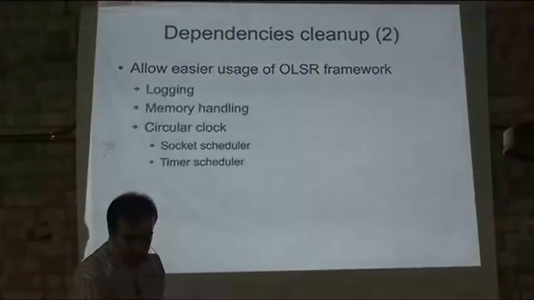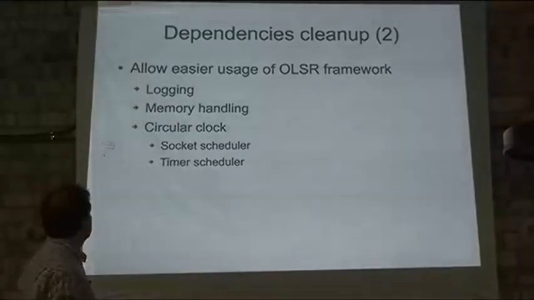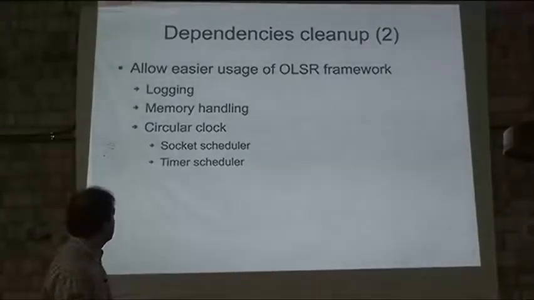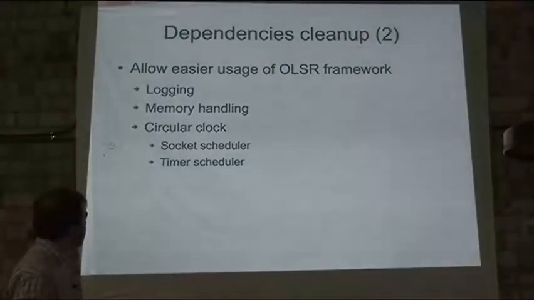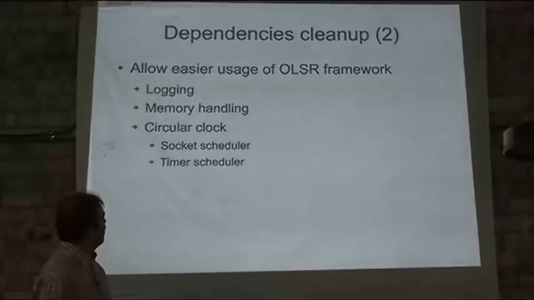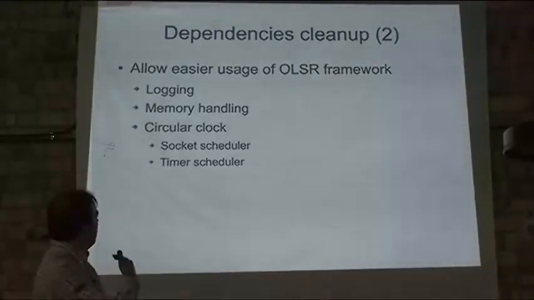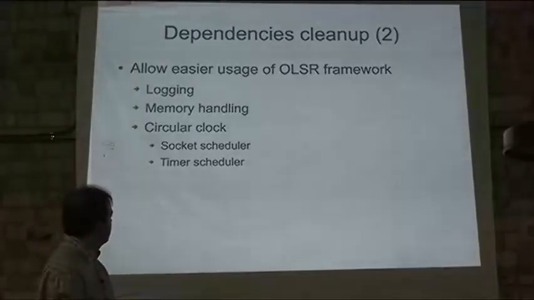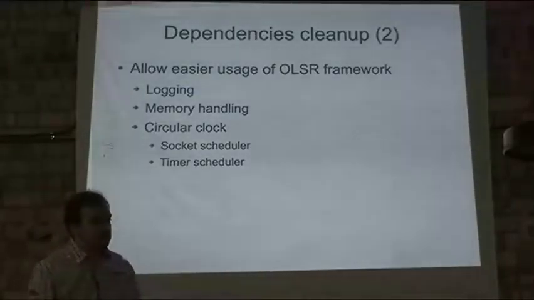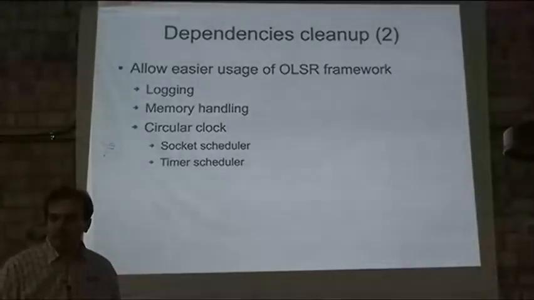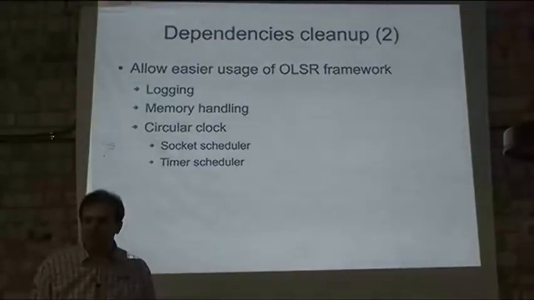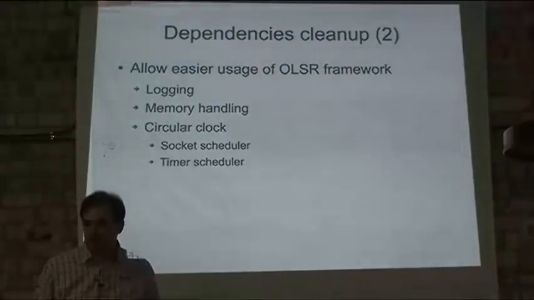So what's the current status? You can use the logging without anything else. You can use our memory management. You just need the logging. You can use a circular clock management. I will come to this if I have enough time later. And it's only depending on memory handling and the logging. And you can use the socket scheduler and the timer scheduler apart from each other. You just need the stuff above it. So with these building blocks, it's much, much easier to build up network applications in C, because you already have these APIs to do it and don't need to reinvent the wheel 10,000 times.